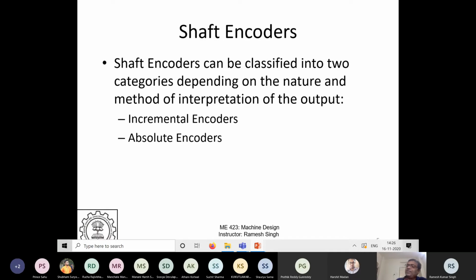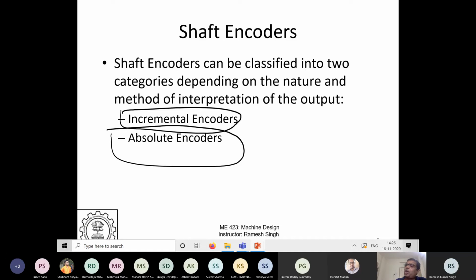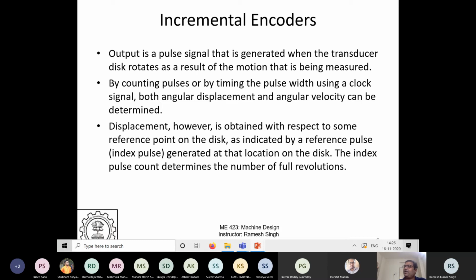So there are two basic things, incremental and absolute, and I'll talk about how absolute is different than incremental. So incremental output is a pulse signal generated when the transducer disk rotates as a result of the motion that is being measured. By counting the pulses or by timing the pulse width using a control signal, we can know angular displacement and angular velocity. Displacement, however, is obtained with a reference point on the disk, right? So the index pulse counts the number of full revolutions.